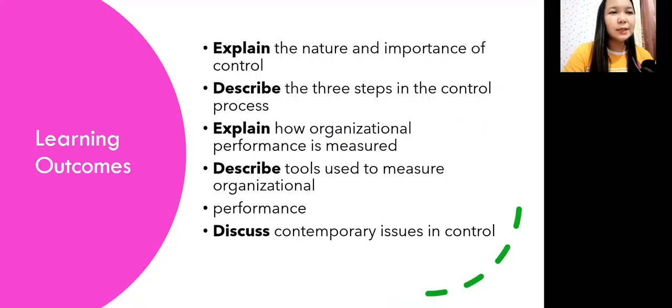First, we will discuss the learning outcomes for this topic. Of course, first is to explain the nature and importance of control, describe the three steps in the control process, explain how organizational performance is measured, describe tools used to measure organizational performance, and discuss contemporary issues in control.